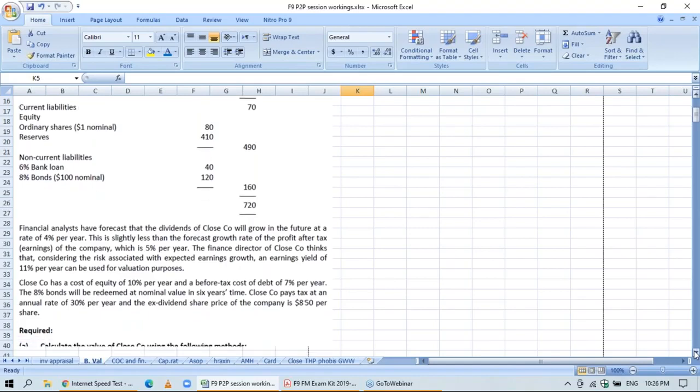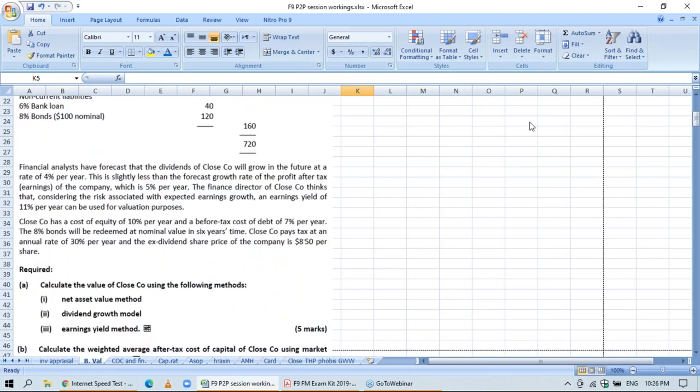So students, I am giving you 2 minutes to read the question first. We have to calculate the market value of the ordinary shares of the closed company using these three methods: net assets value method, dividend growth model, and the earnings yield method.